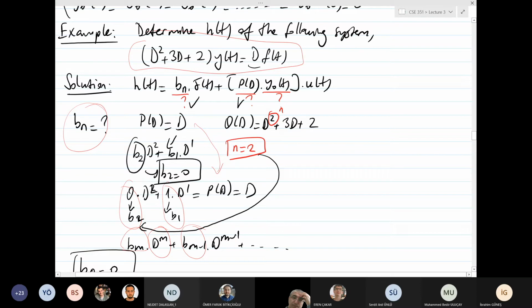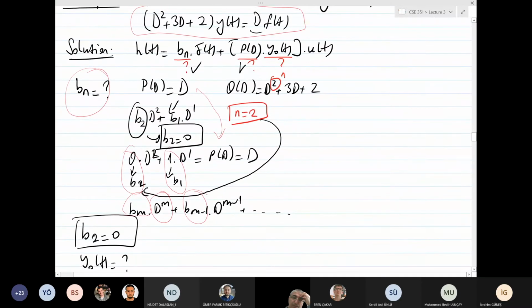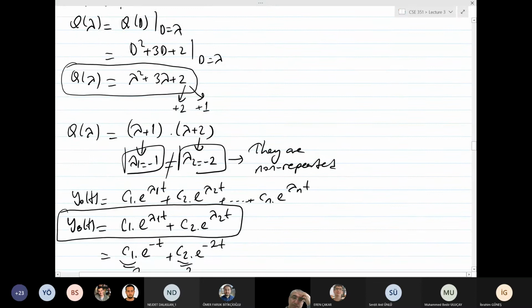Okay, so we found the P of t, we found the Bn, and what's remaining is to find the y0 of t for this system, which was the zero input response. How do we find the zero input response? The first step was, guys, to find the characteristic polynomial first using Q of D. And by replacing the D with lambda, we obtain the Q of lambda, which is equal to lambda squared plus 3 lambda plus 2.